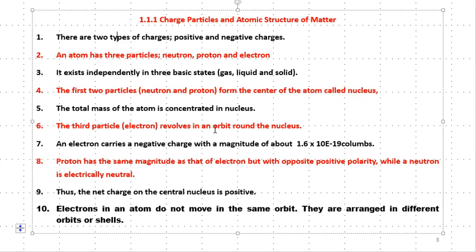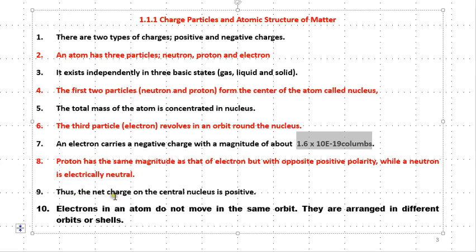And we said this electron is negatively charged, and the magnitude of its charge is given by 1.6 times 10 raised to the power minus 19 coulombs. So the charge of proton is also the same, 1.6 times 10 raised to the power minus 19, but the only difference is that while the charge of electron is negative, that of proton is positive. While the third component or element in the atom, that is the neutron, is neutral in charge. It is not positive and it is not negative.